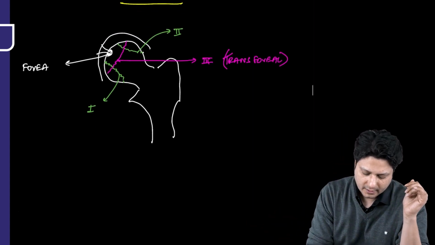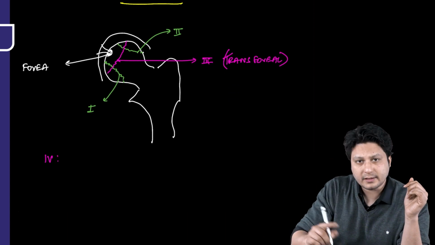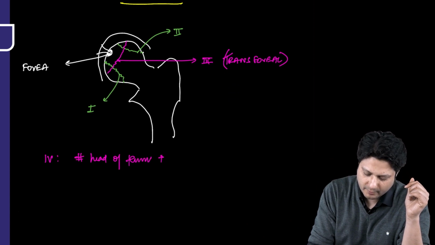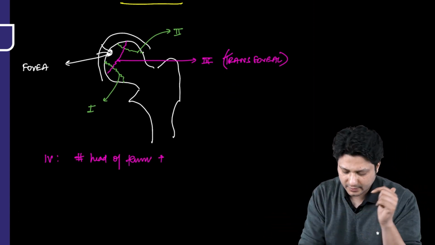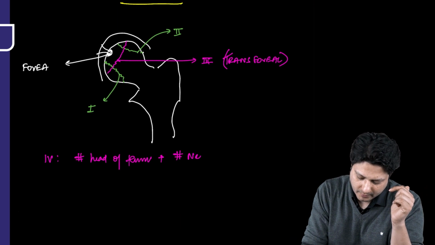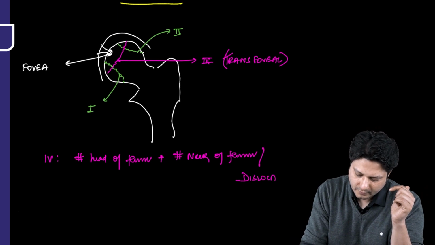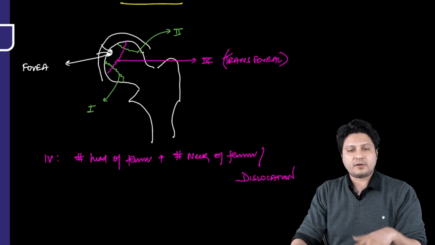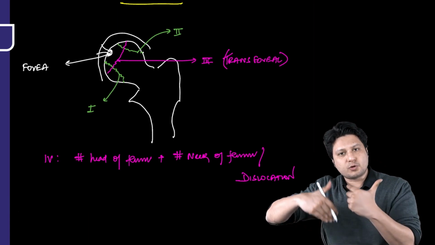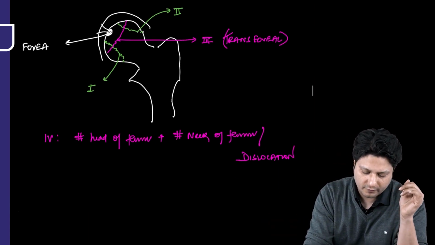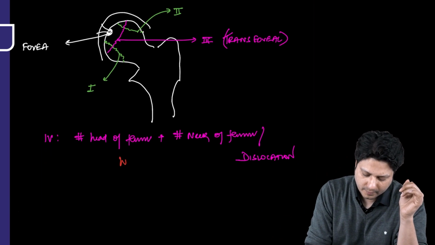And then finally comes type 4. Now, in type 4, if there is a fracture head of the femur, but this fracture is also associated with either a fracture neck of femur or dislocation, this is the type which is obviously going to have the worst prognostic outcome.